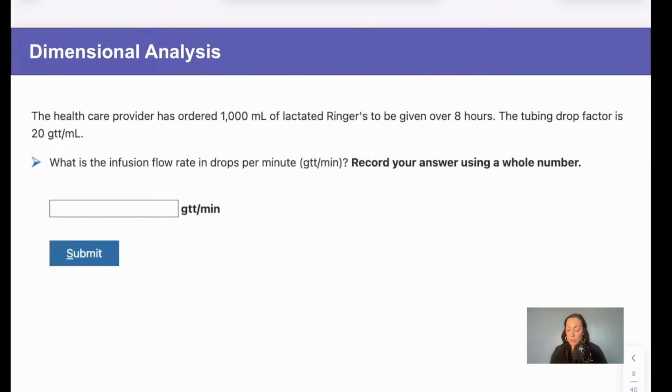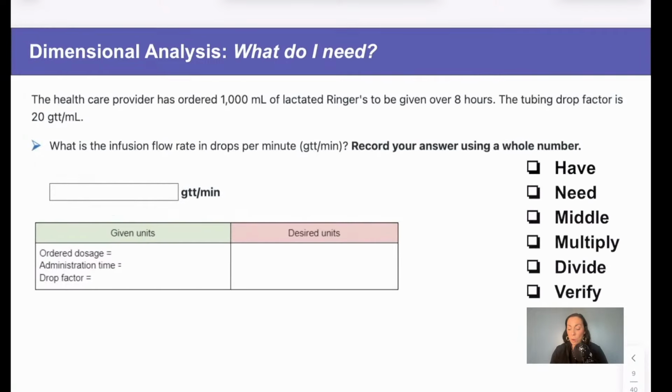So the healthcare provider has ordered 1,000 mLs of lactated ringers to be given over 8 hours. The tubing drop factor is 20 drops per ml. What is the infusion flow rate in drops per minute? And we're going to record our answer to the nearest whole number. Okay, so now that we've read this, we can take a look and find out what we need, right? And what we have, all those knowns. So the first thing I can plug in here is my ordered dose, which is that 1,000 mLs.